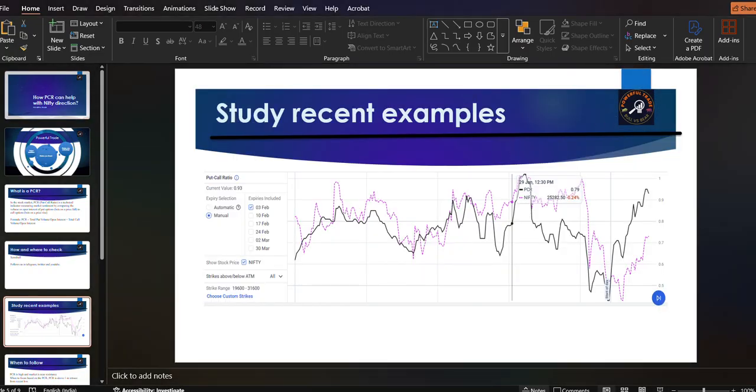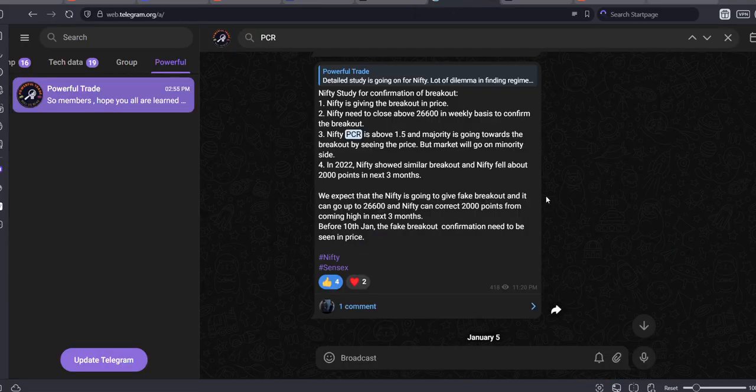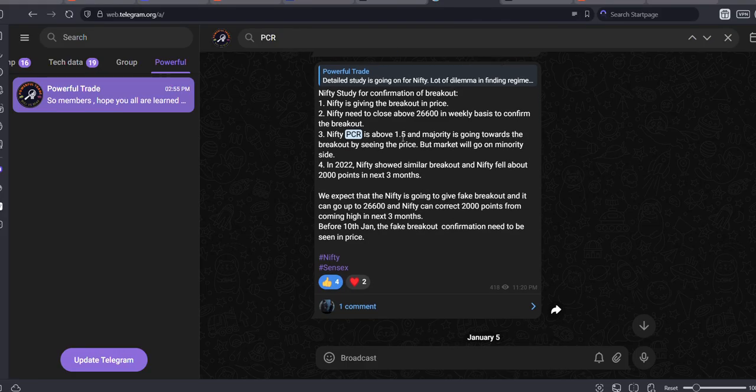So if you look at what we have posted on January 4th, we told that PCR is above 1.5, and the majority are going towards breakout by seeing the price, but the market will go to the minority side. So this is where PCR is helping.